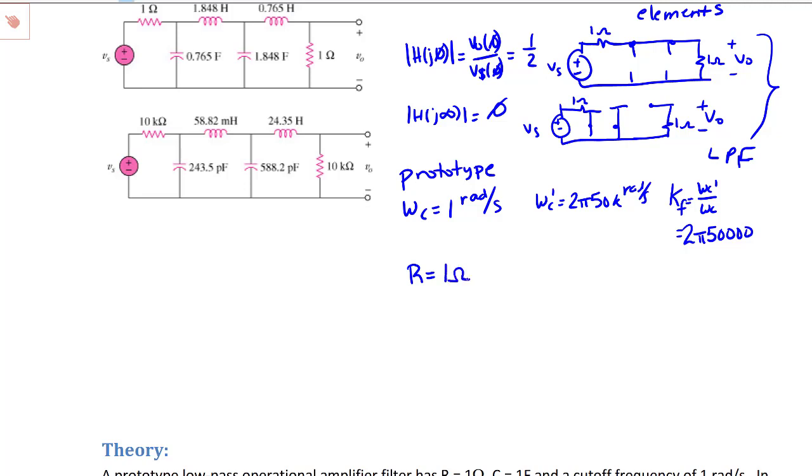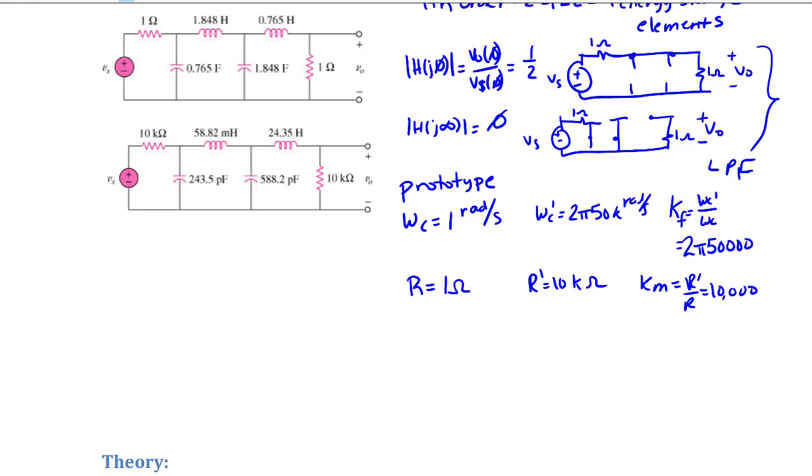So R is equal to 1 ohm for the prototype, and the scaled R, or R prime, is equal to 10 kilo ohms. So Km is equal to R prime over R, which equals 10,000. And now we're ready to scale all of our prototype components using the scale factors Kf and Km.